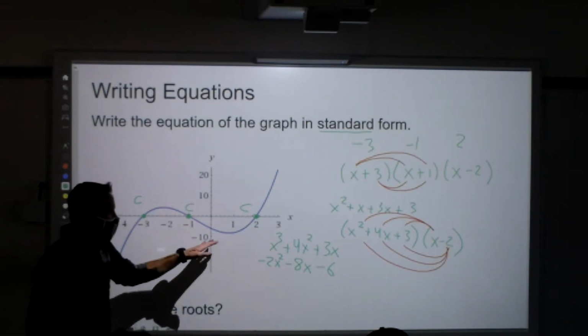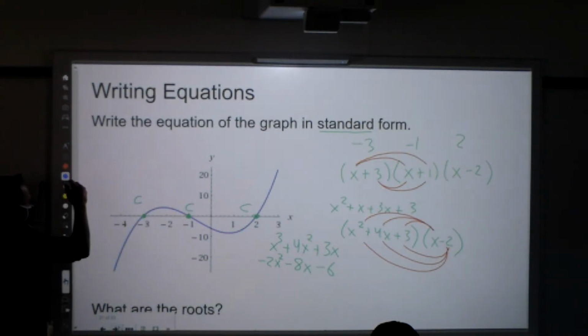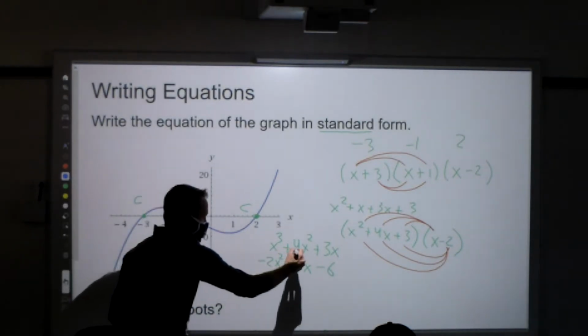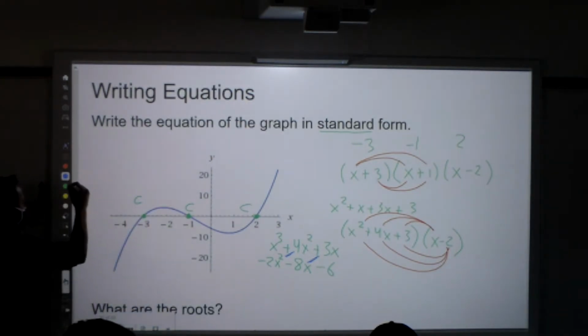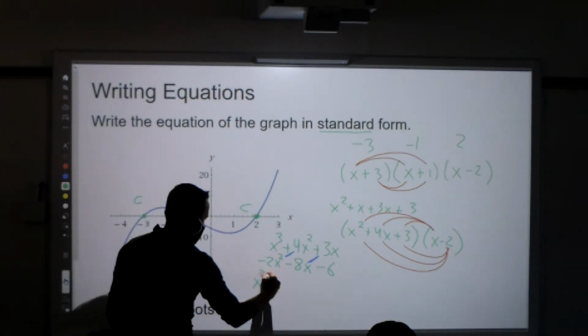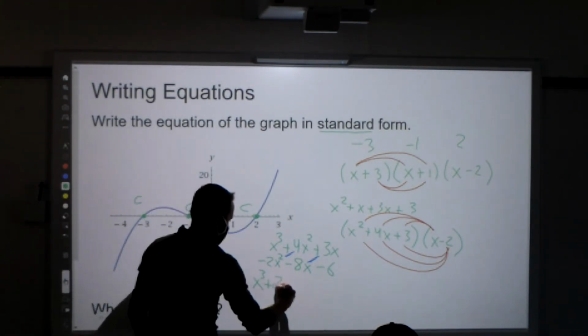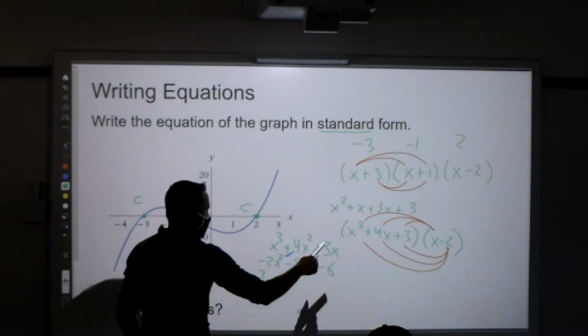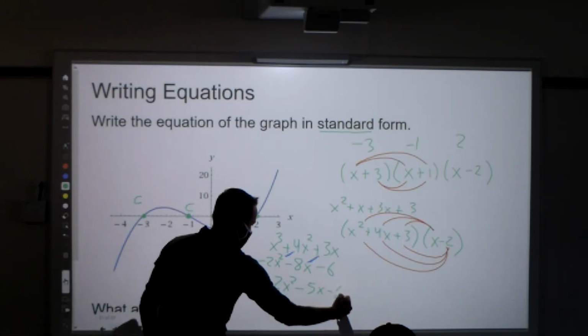So I'm kind of putting it in rows there. And I like that because then the like terms are diagonal from each other. These are the ones that I can combine. So there's only one x cubed, I'll keep that there. 4 minus 2 is 2x squared. -8 plus 3 is -5. And then there's just -6.